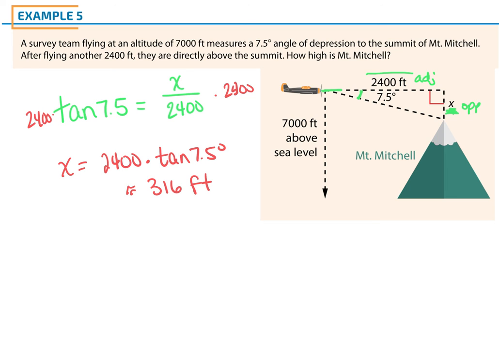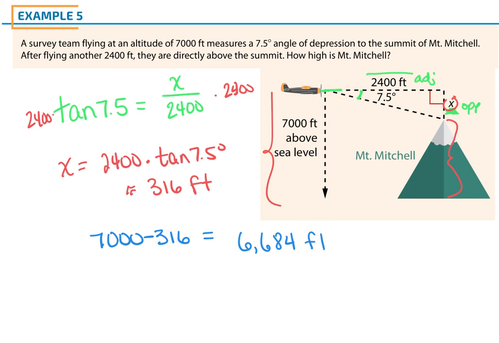What did that tell me? That told me how far above they were from the peak. What is the question asking? How tall is the actual mountain? So I have figured out this little distance. We know the total distance. We want the height of the mountain. So this is when the 7,000 comes into play. Here, I'm going to take that 7,000. I'm going to subtract how far above they are from that, and then I'm going to get the approximate height of that peak.